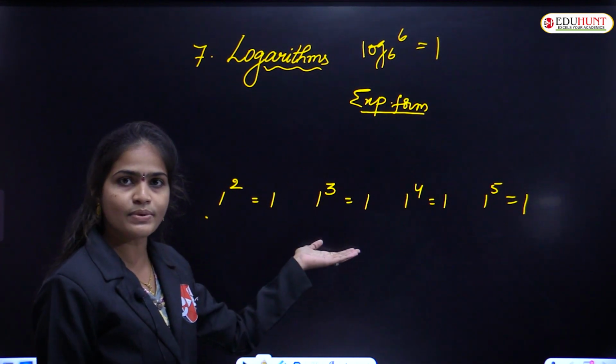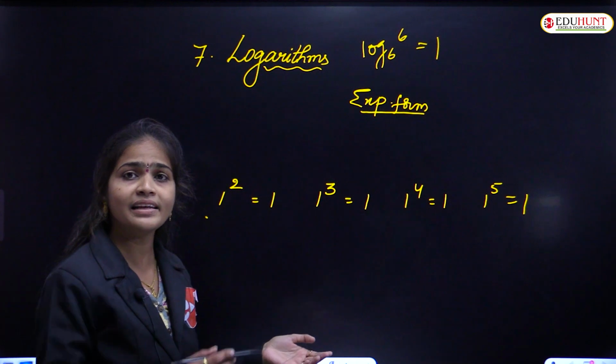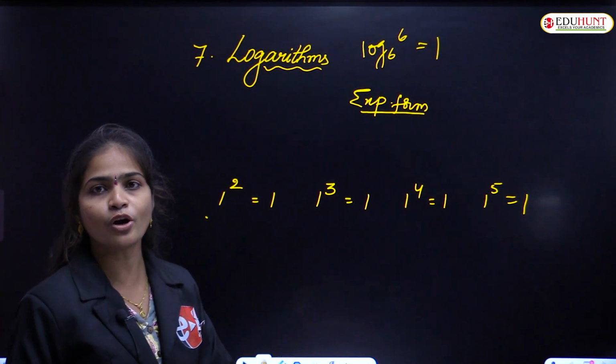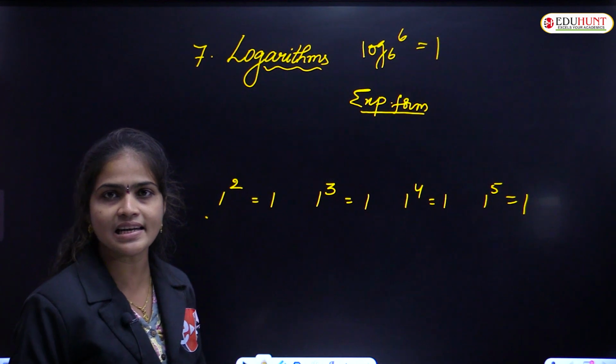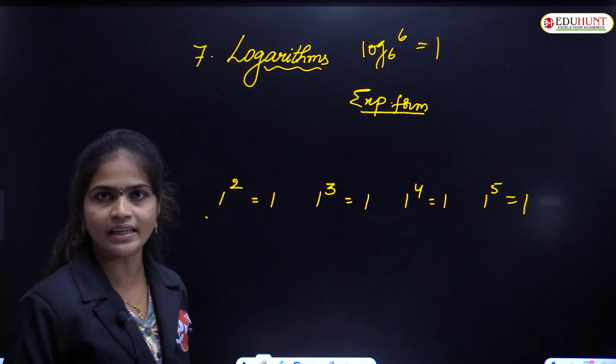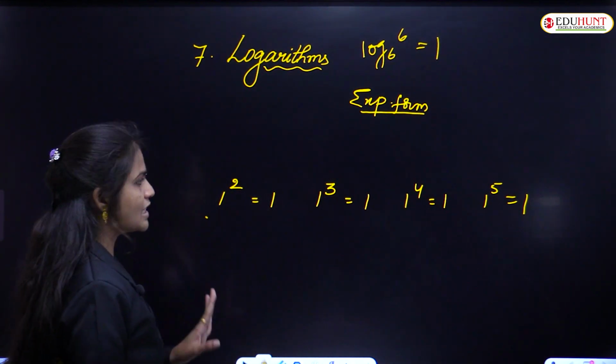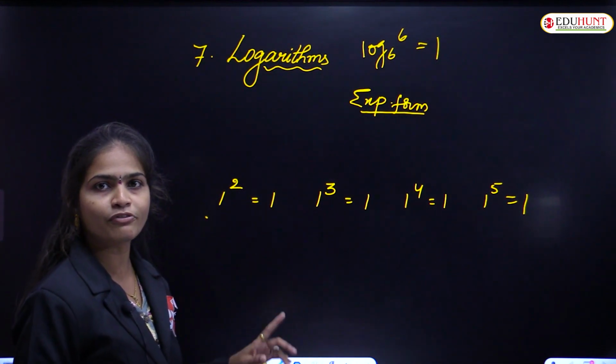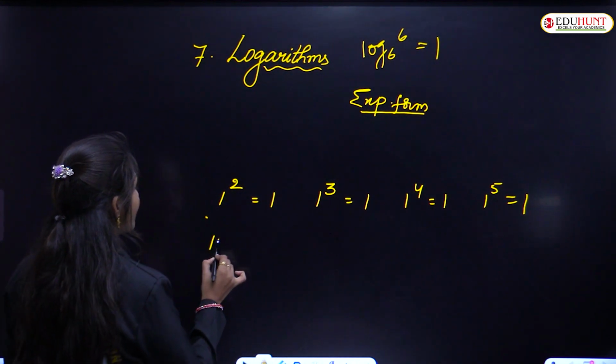1 squared is always 1. 1 multiplied by itself any number of times, then again we will get the answer as always positive 1. Okay, so that's why we wrote it like this in exponential form. Just convert it into logarithmic form. What will you get here?